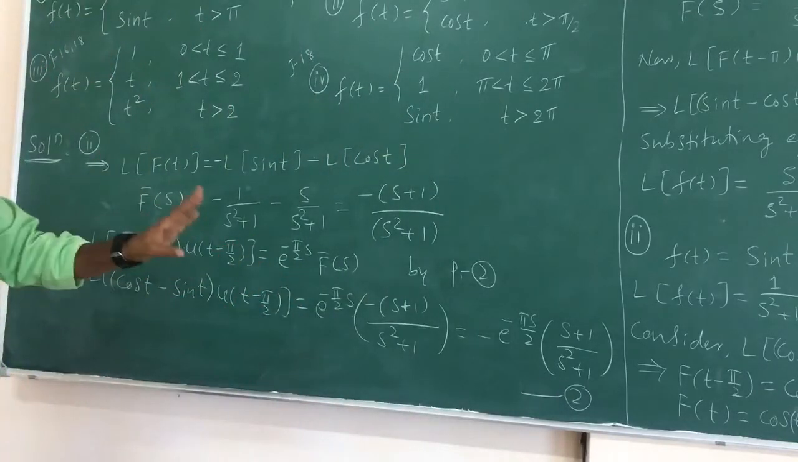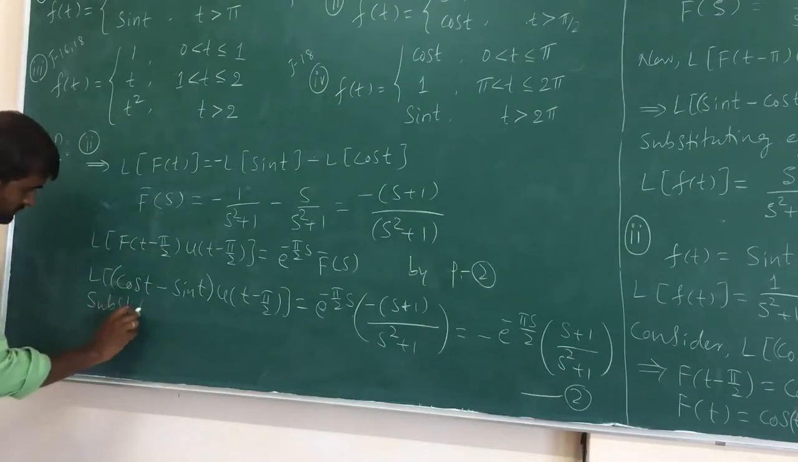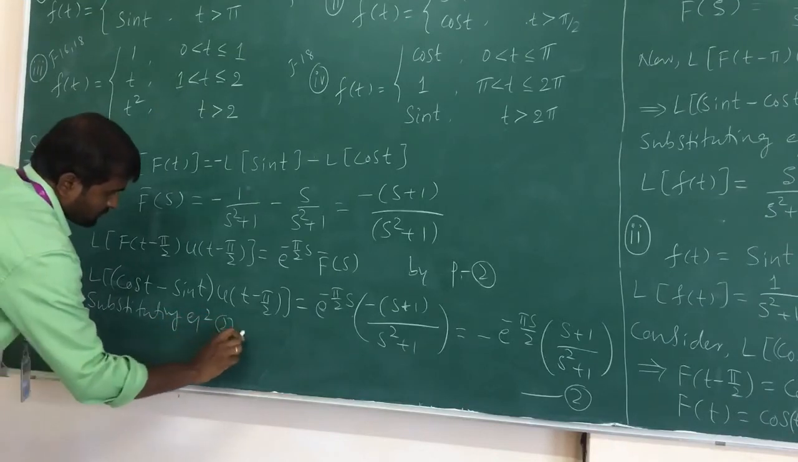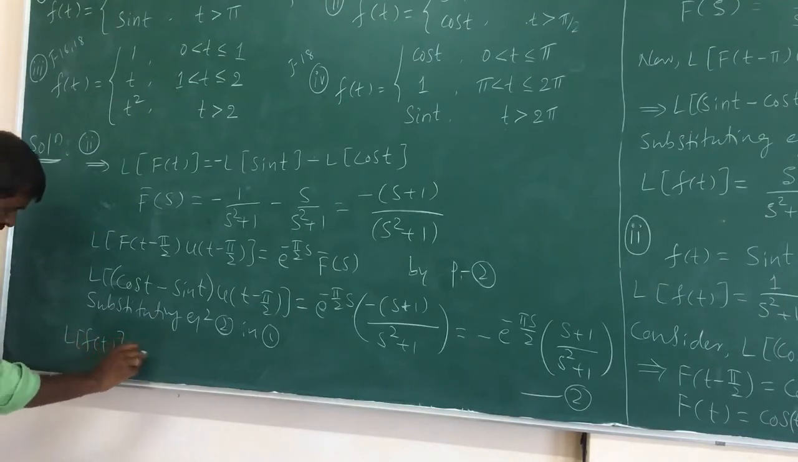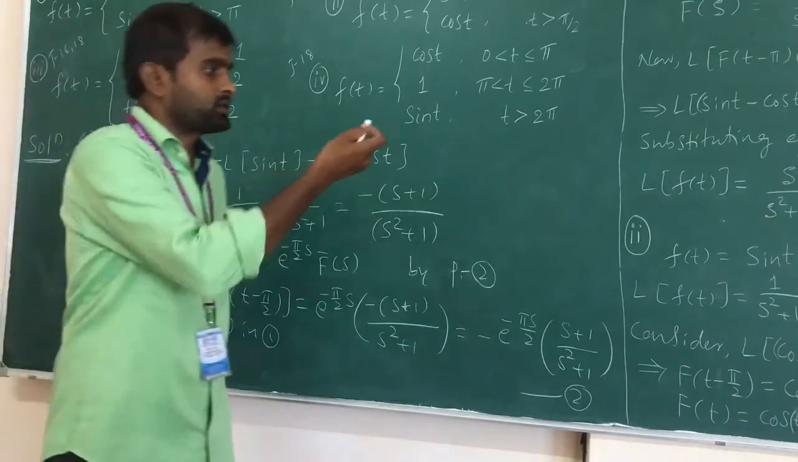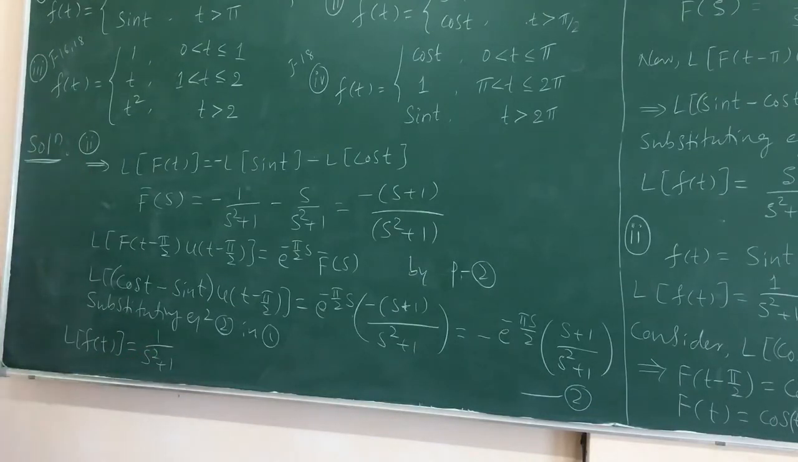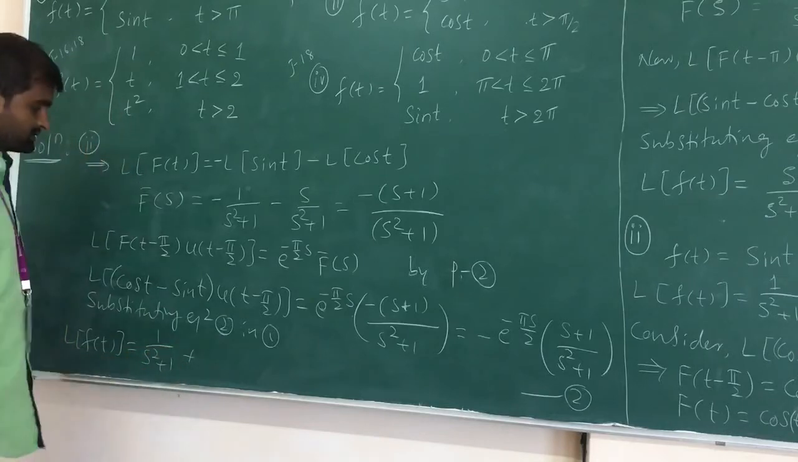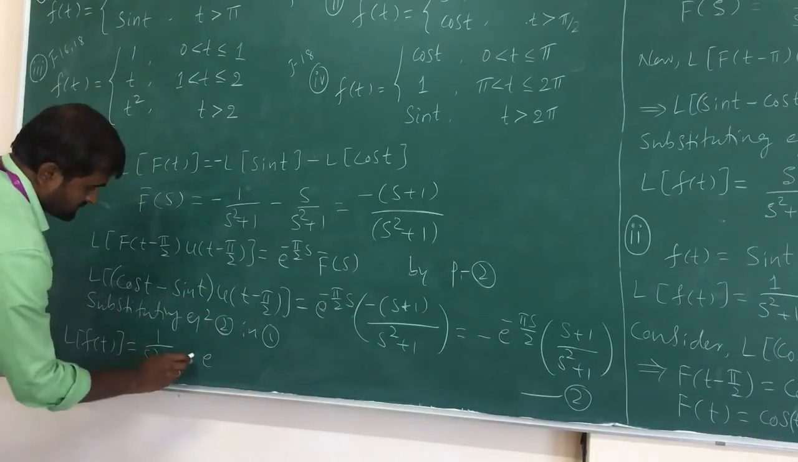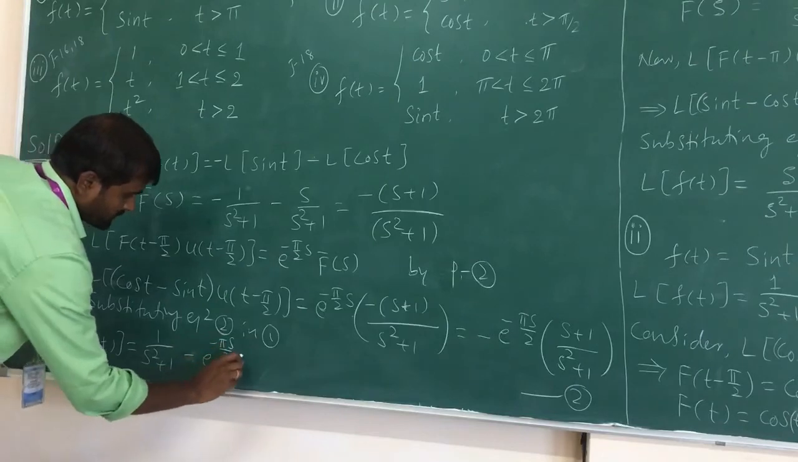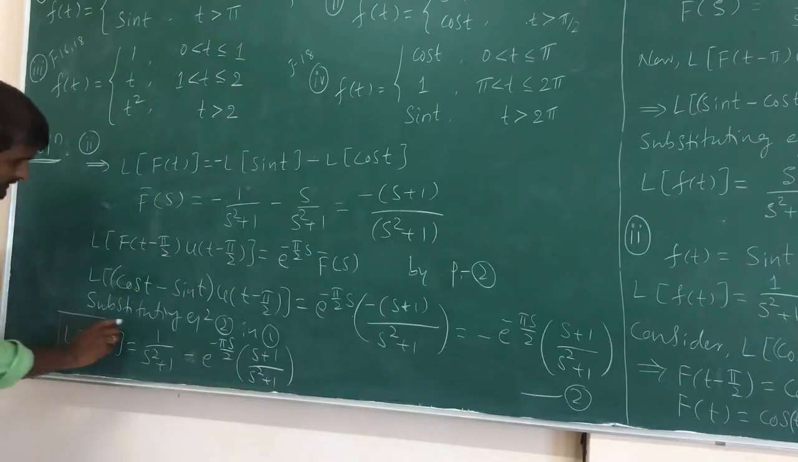Then substitute equation 2 in 1. Now equation 1 is L of f equal to, so already we have written, 1 by s square plus 1, L of sin t. Plus, equation 2 is minus e raised to minus pi s by 2 into (s plus 1) by s square plus 1. So this is the required solution.